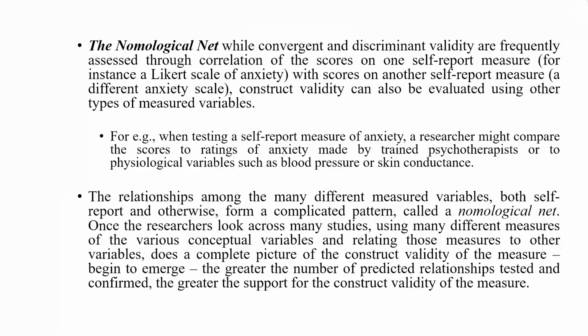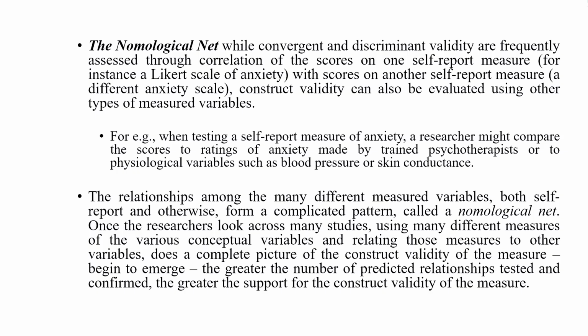There is also this concept of the nomological net. While convergent and discriminant validity are frequently assessed through the correlation of scores on a self-report measure, let us say a Likert scale of anxiety or racial prejudice, with scores on another self-report measure, construct validity can also be evaluated using other types of measured variables, something that I was just saying. So, when you are testing a self-report measure of anxiety, it is possible that a researcher will compare these scores to the ratings of anxiety made by trained psychotherapists or other kinds of behavioral measures such as blood pressure, skin conductance, things like that.